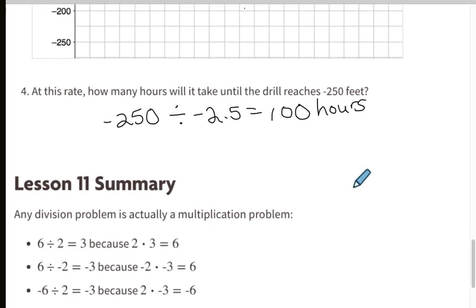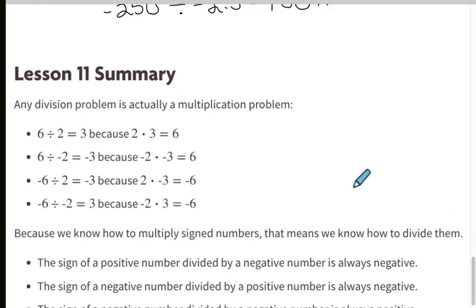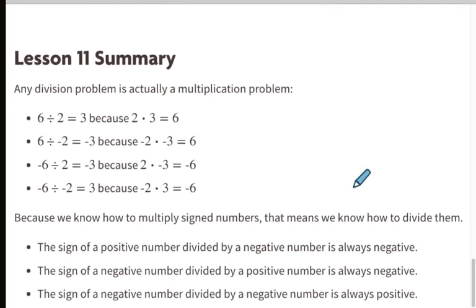The lesson summary for this one is also something good you might want to put in your notes, because it just shows you how to take a division problem and make it a multiplication problem, and it gives you another reminder of what happens when you have positive and negative numbers. So if you want to pause it and take this in your notes, that'd be great. Otherwise, go ahead and move on.